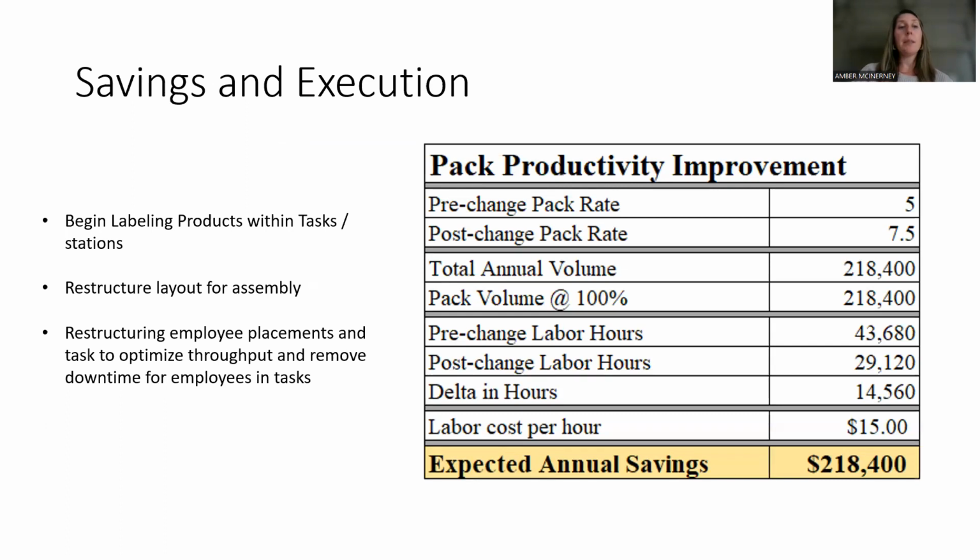So by implementing this process, how we would start is we would begin labeling our products within the tasks and stations identified in the previous slides. We would also restructure our layout for assembly to ensure that it's very concise and efficient. And lastly, we would restructure our employee placements and tasks to optimize throughput and remove the downtime for employees' tasks.